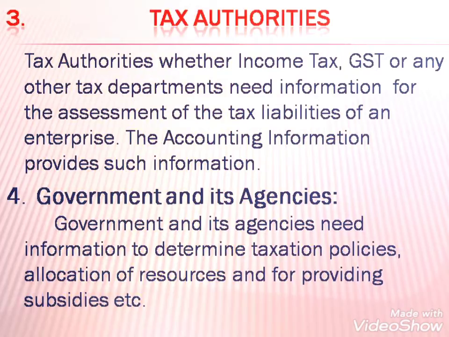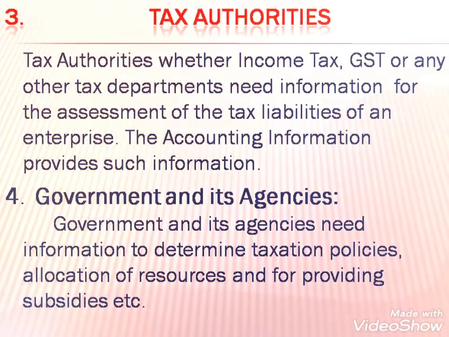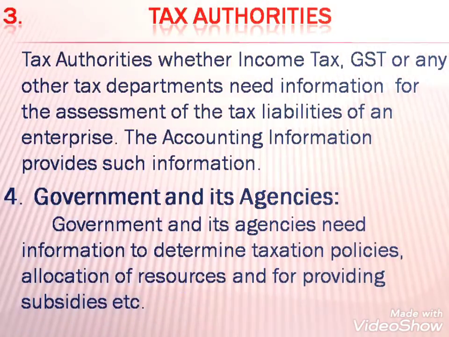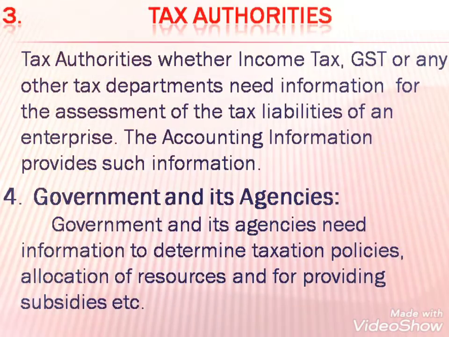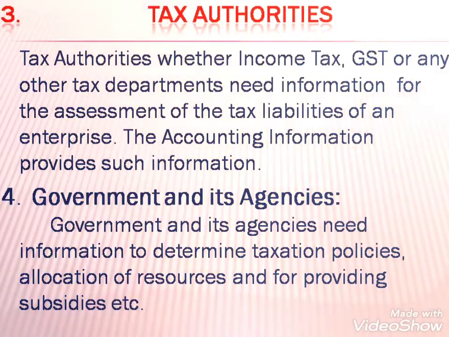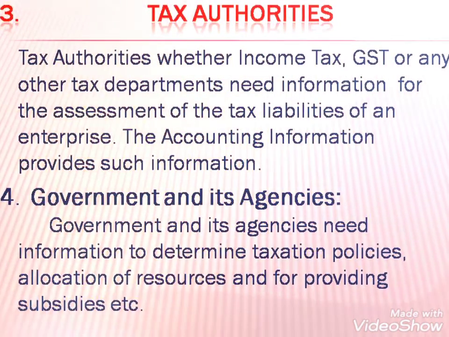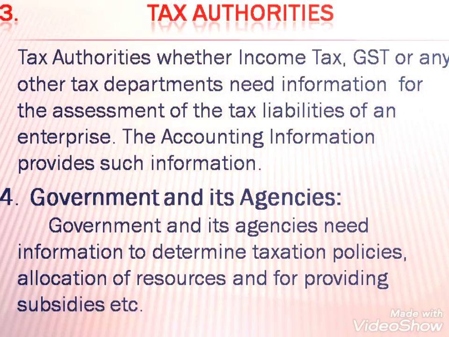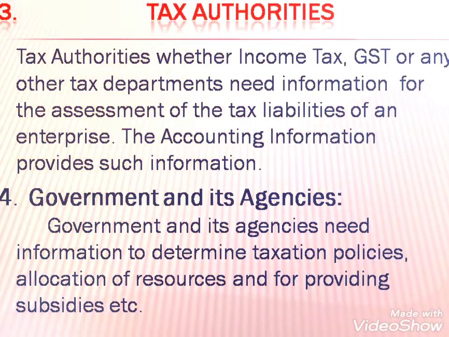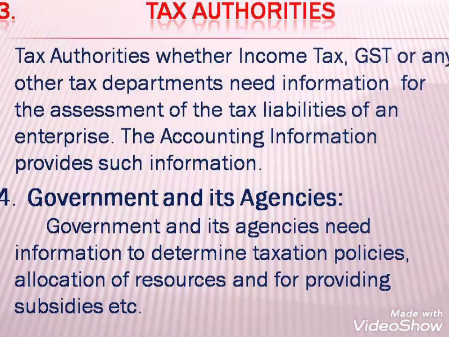Another type of external users are taxation authorities and government and its agencies. We can take them simultaneously. Tax authorities, whether income tax, GST or any other taxation departments, need information for the assessment of the tax liabilities of an enterprise. The accounting information provides such information. And government and its agencies also need information to determine taxation policies, allocation of resources and for providing subsidies etc. For this, they need the accounting information.